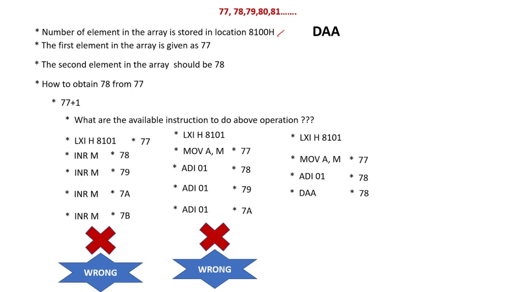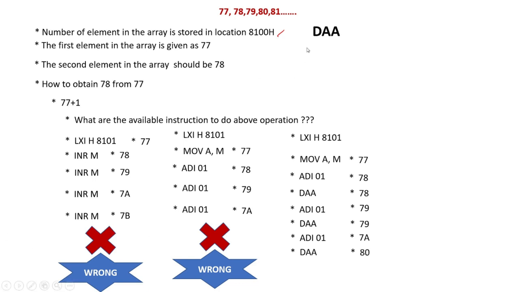After this, again if we add 01 by means of this instruction, the content of the accumulator becomes 79. After the DAA instruction, nothing will change, and again we obtain the same result in the accumulator. After that, again if we add 01, the content of the accumulator becomes 7A. After the DAA instruction, the content of the accumulator is changed to 80.